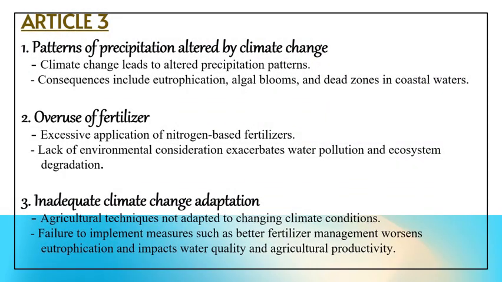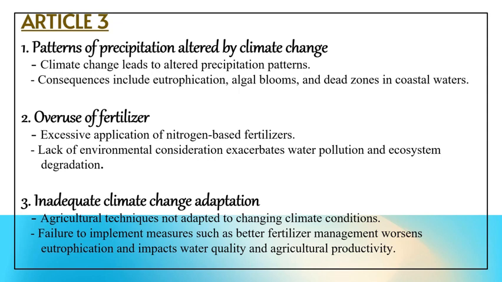Firstly, pattern of precipitation altered by climate change. The primary danger stems from the shifting precipitation patterns induced by climate change. This alteration increases the amount of nitrogen runoff into water bodies from farms. Warmer temperatures lead to greater agricultural runoff and heavier rainfall, resulting in surplus fertilizer nutrients being dumped into rivers, lakes, and the ocean. This phenomenon poses significant risk to aquatic ecosystem and human health, exacerbating eutrophication, toxic algal blooms, and dead zones in coastal water.